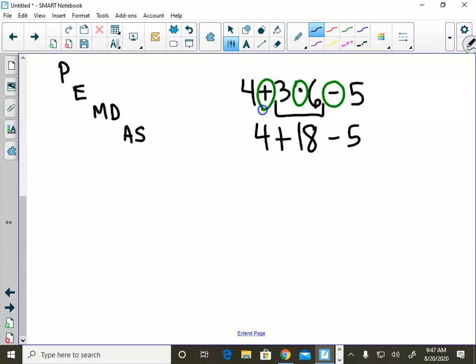Now, when we look at the next layer, you can see we have addition and subtraction. Well, addition and subtraction are the same level, so we have to do it from left to right. So we come to addition first, so that means we're going to add first. So we would do 4 plus 18, which is 22, minus 5. And at this point, there's only one thing left to do, so we do 22 minus 5. And our final answer will be 17. So we successfully simplified this expression using order of operations.